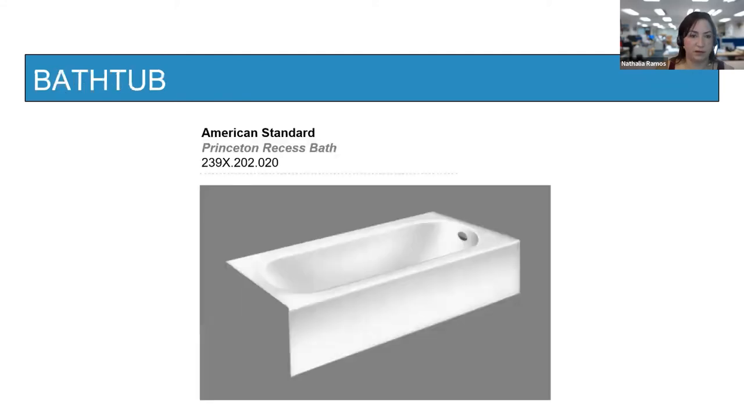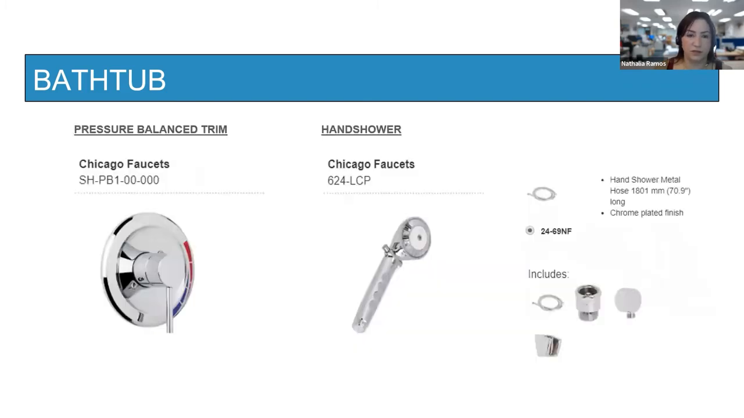Here's an example of a barrier-free bathtub that we have from American Standard, the Prince style recessed bath. It can be used with the same Chicago Faucets controls, with the 1800 long hose.